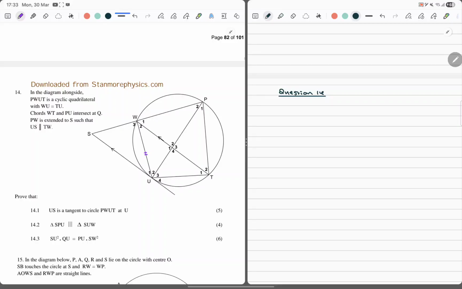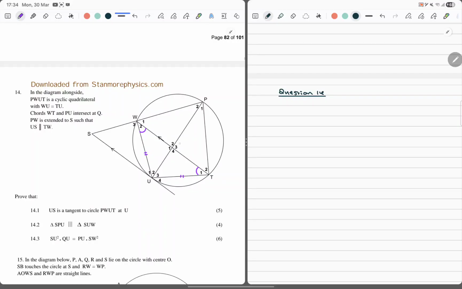This is equal to TU, okay? If that's the case, it already tells us that these angles are going to be equal, right? So those are angles opposite equal sides in that triangle. Chords WT and PU intersect at Q.